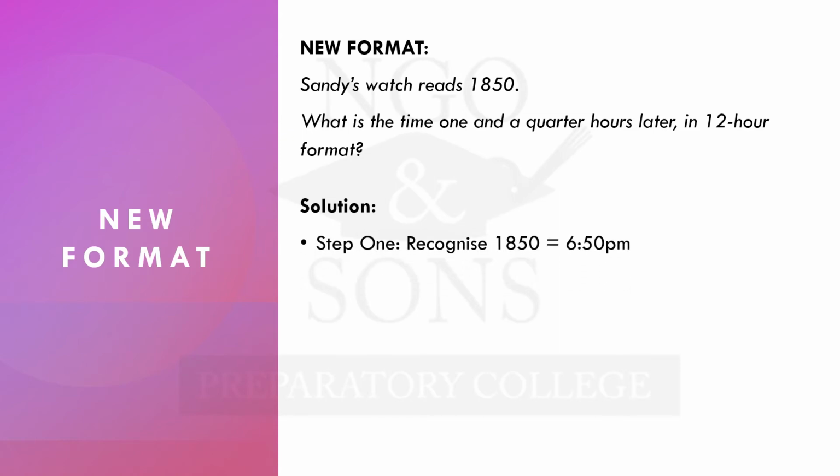Step 1. We had to recognize that the question is asking for 12-hour time, so we first must convert 18:50 into 6:50 p.m. Step number 2. The question uses words to represent the amount of hours passed, so we must convert that into usable data. Therefore, we interpret 1¼ hours as 1 hour and 15 minutes.